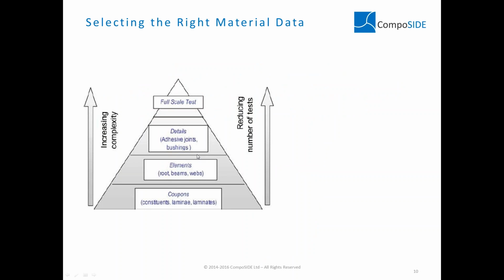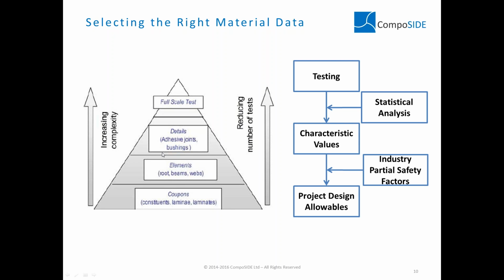So some of you, I guess most of you, are familiar with the testing pyramid. We start from the basic coupon analysis, then we look at elements and the details until full-scale test. The higher we go in the pyramid, the higher complexity we have in our product, but we're also reducing the number of tests required. And now, speaking of testing, it is not a single test that needs to be done, but obviously a number of tests that will give us sufficient data in order to perform a statistical analysis from which we derive then, in this case of coupons, material characteristic values, with different partial safety factors for different industries, and then project design allowables are derived from these data sets.